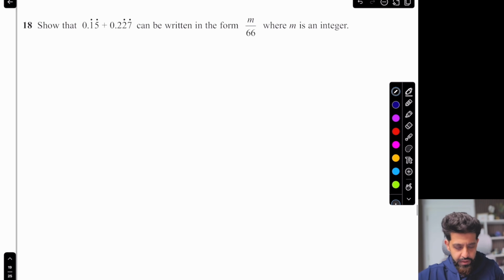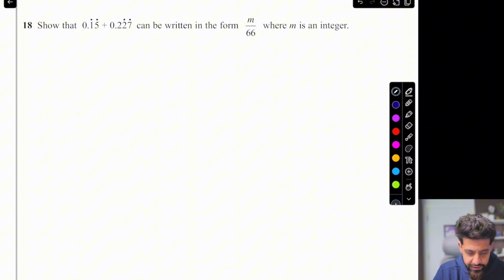Okay, question number 18. Show that this recurring number added to that recurring number can be written in that form. All right, so let's take the first part, which is this, and make that into a fraction. So we can say let x equal 0.151515. 15 is the recurring part.